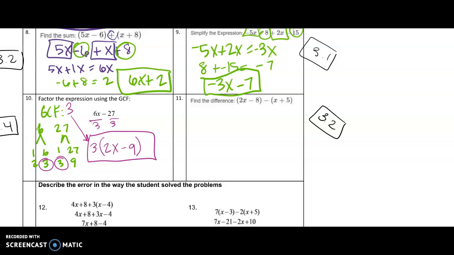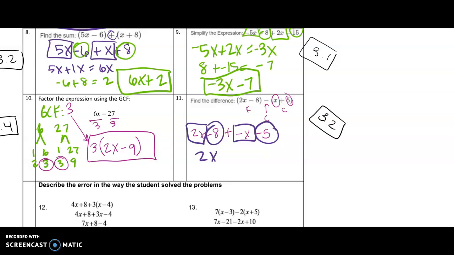For number 11, there's a subtraction sign, which means we need to do keep, change, change. So we have 2x minus 8. Change the subtraction to addition, and then you flip the sign of both of the terms in the second set of parentheses. So the opposite of x is negative x. The opposite of positive 5 is negative 5. And now I'm going to box and circle.